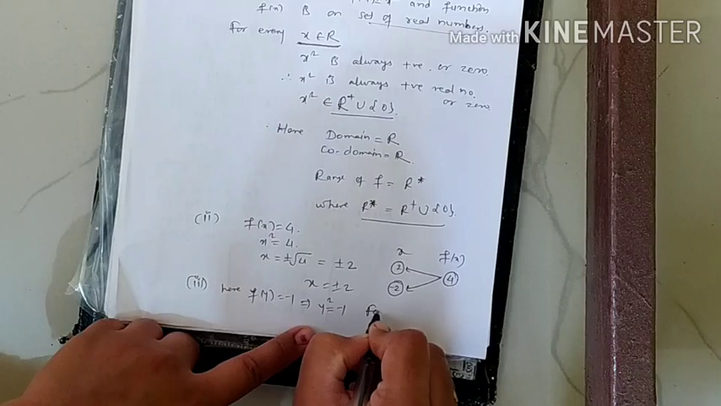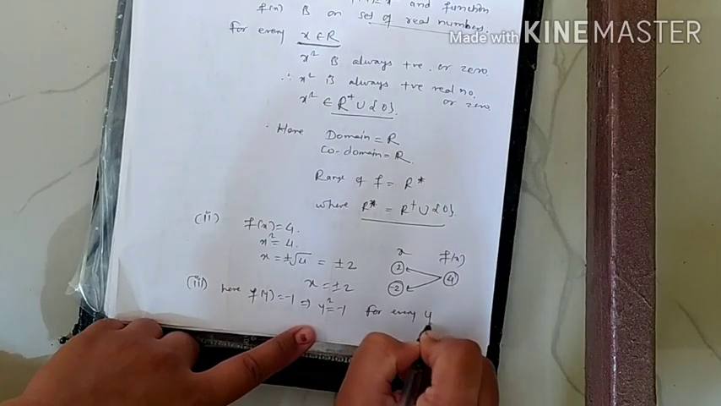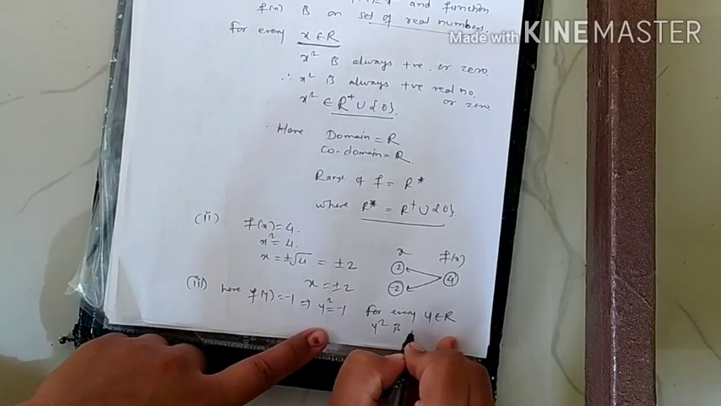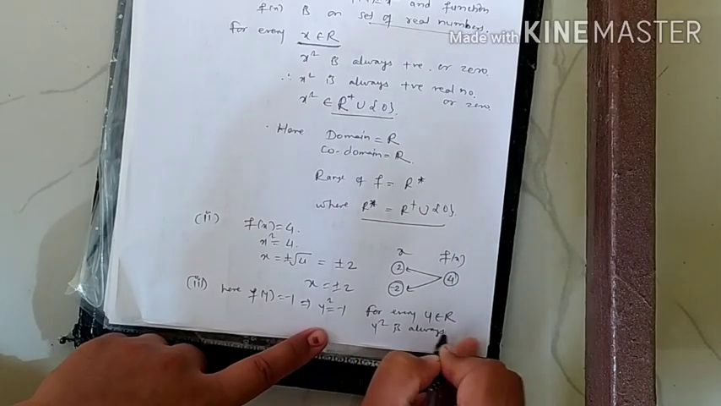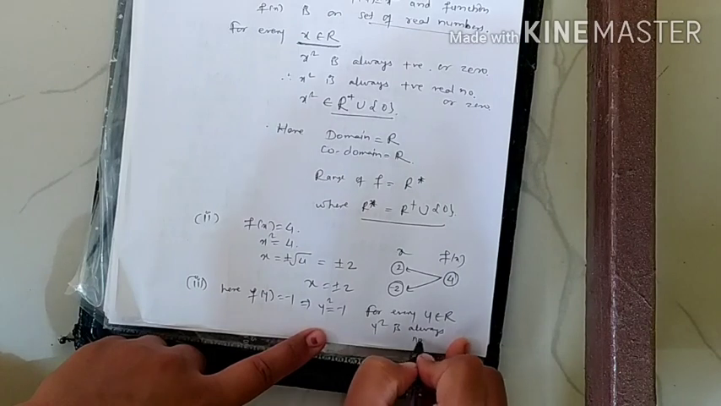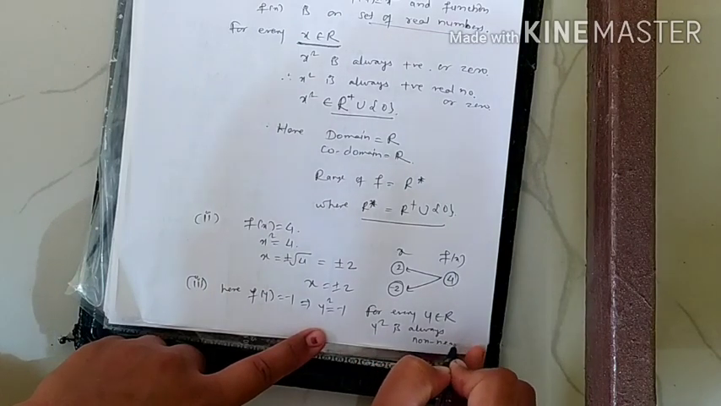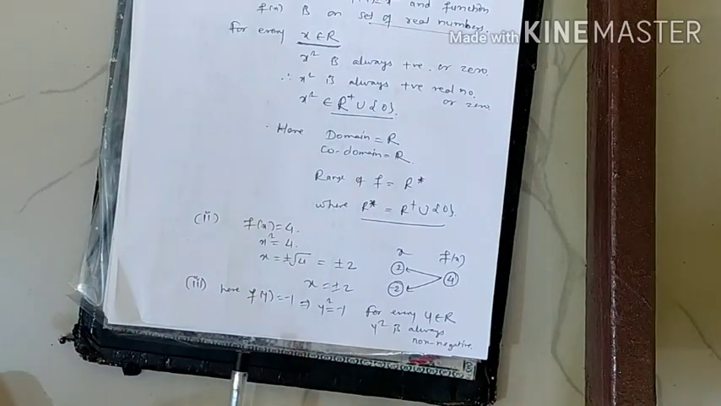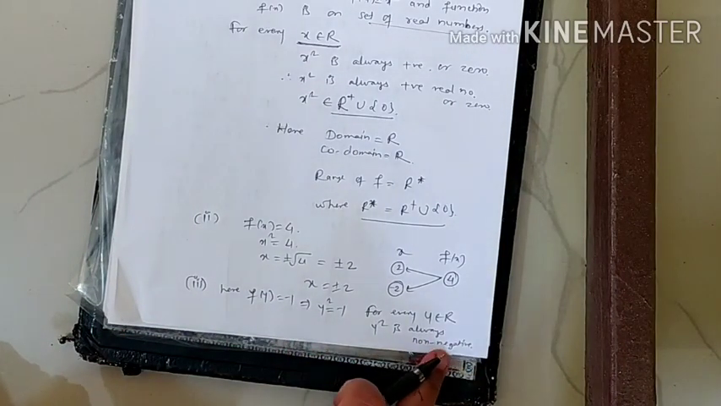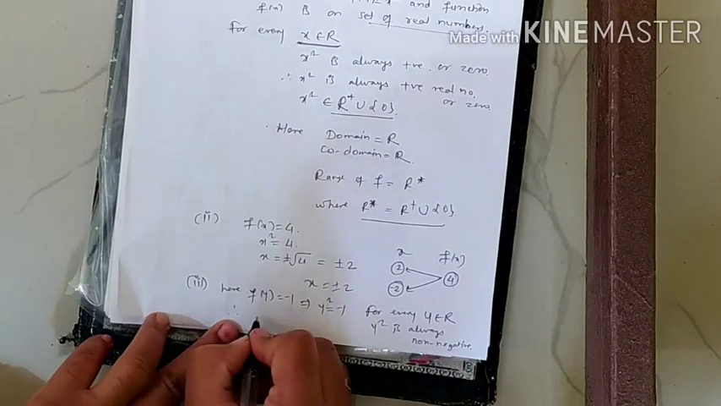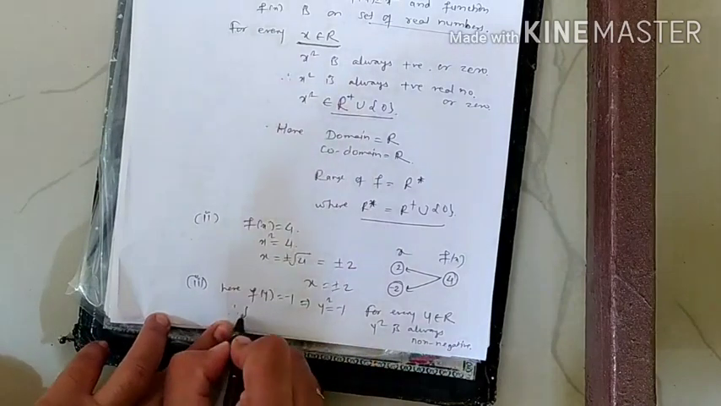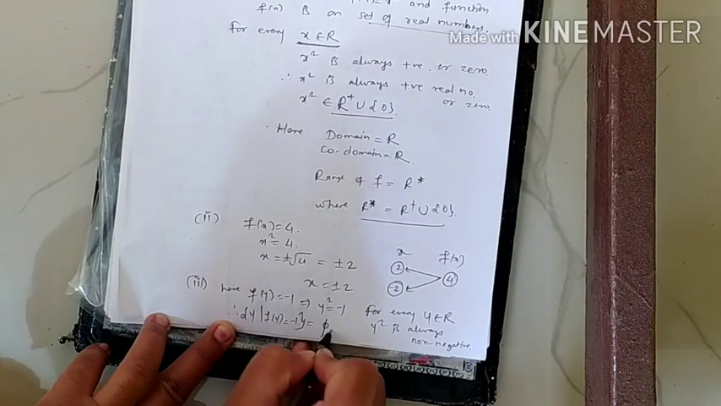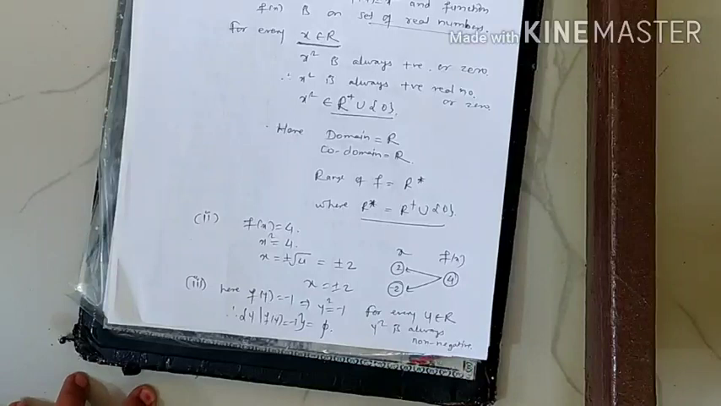For every y belongs to R, y square is always non-negative. Yes, we can write here non-negative, because in non-negative 0 also comes. So y square is always non-negative. Therefore the set of y such that f of y equals to minus 1 is equals to the empty set. Getting, student? Any doubt in this?